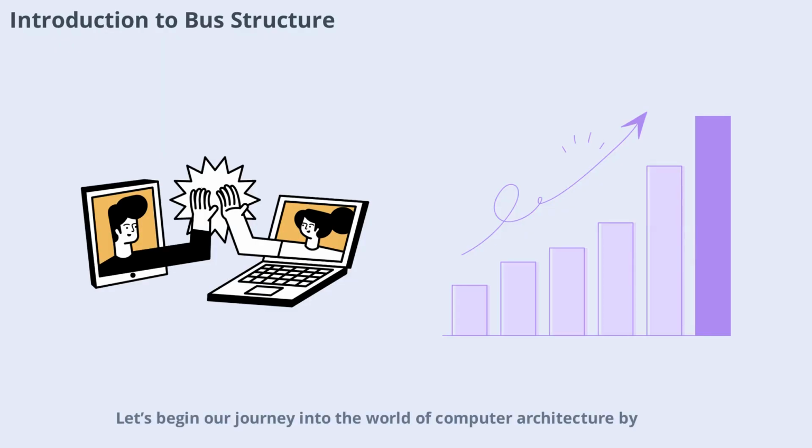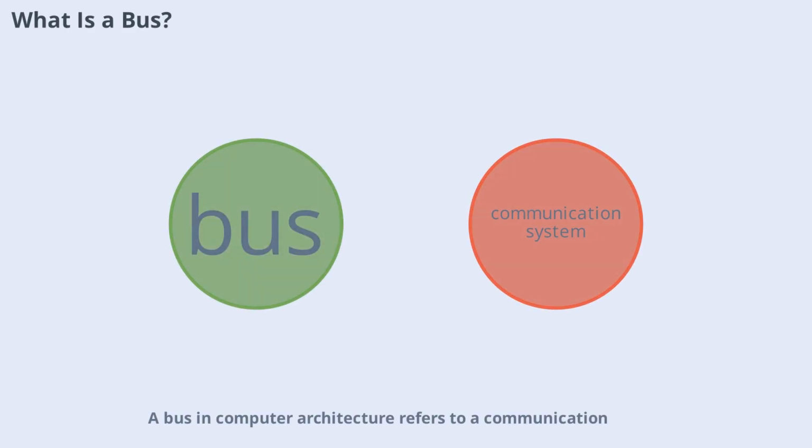Let's begin our journey into the world of computer architecture by first understanding what a bus is and why it's so essential. A bus in computer architecture refers to a communication system that transfers data between different components of a computer. Think of it as a highway for information, allowing signals to move efficiently from one part of the system to another. Buses can carry data, addresses, and control signals, making them crucial for the operation of any digital system. By providing a shared pathway, buses help reduce the complexity of wiring and make it easier to expand or modify the system.